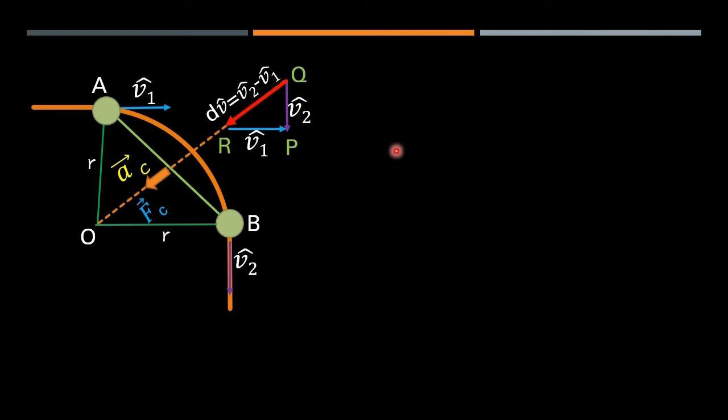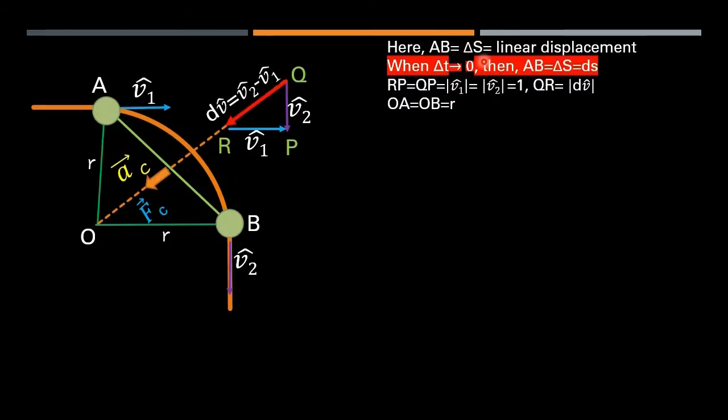Now let us find the magnitude of this centripetal force Fc. Here the line AB represents the displacement of the particle moving from A to B through this curved path AB, which is denoted by del S, that is linear displacement. Now if we consider the time taken by the object from A to B as infinitesimally small, denoted by the symbol del t tends to 0, then we can write the displacement del S as ds.